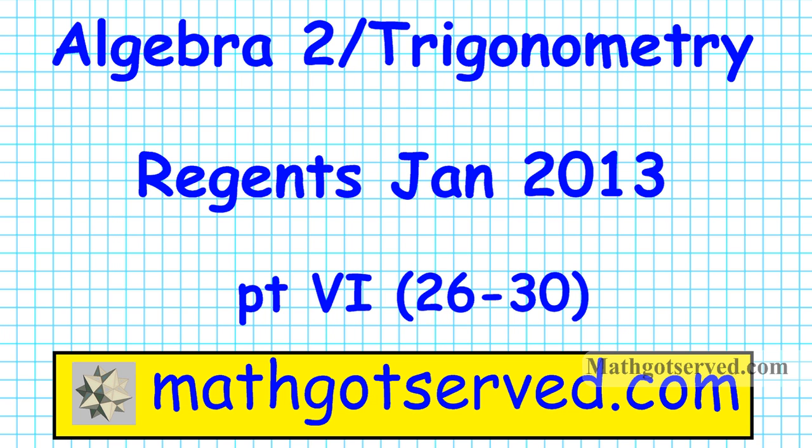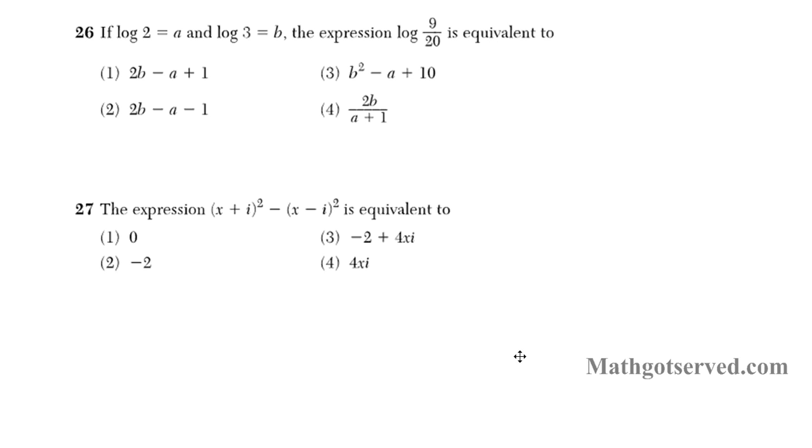On this installment, we're going to be going over questions 26 through 30. All right, let's take a look at question number 26. It says if log 2 is equal to a and log 3 is equal to b, the expression log 9 over 20 is equivalent to which of these?